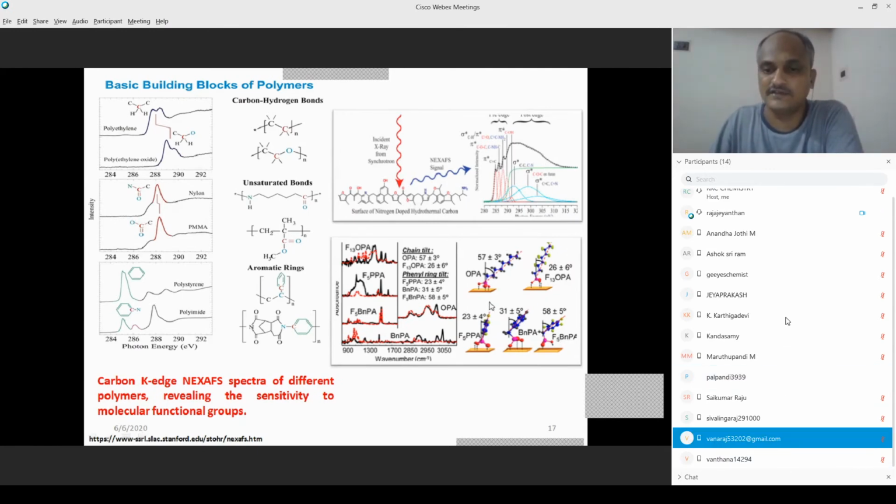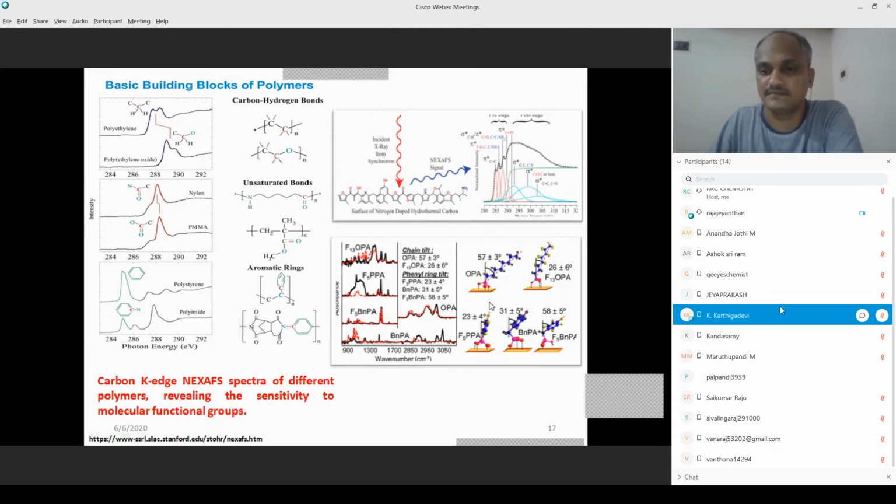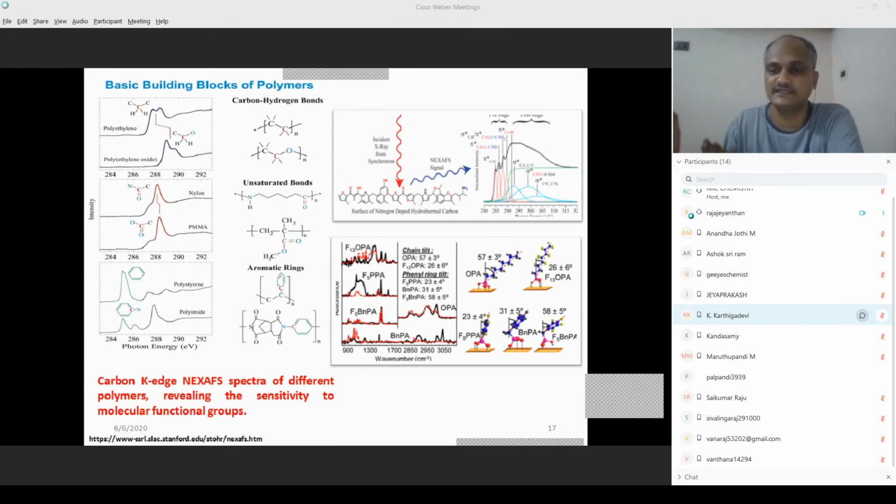In addition, if you look at self-assembled layers, for example, some molecules get adsorbed on a metal surface, and we can tell how the molecules are oriented on the metal surface, that is, what the angle of tilt is. Here the angle of tilt is 57 degrees with respect to this molecule OPA, and it is 26 degrees with respect to another molecule. Like that, we can tell how the self-assembled monolayer is oriented and how it is positioned on the surface of the material. All this information we can get through NEXAFS spectroscopy.